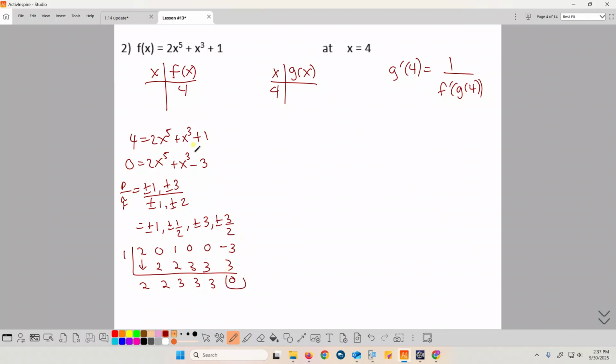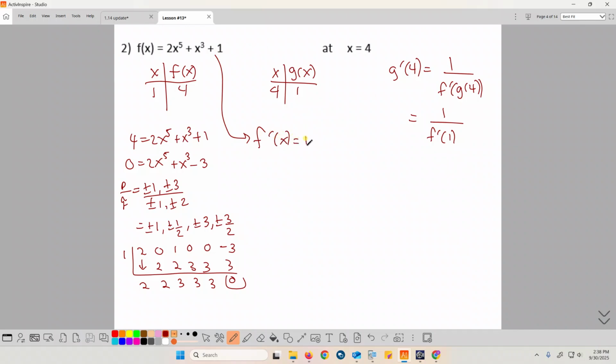Awesome, right? Couldn't have worked out any better, which means we're going to put a 1 right here. So that's great, because if we do g of 4, that means we're getting 1. So this is really 1 over f prime of 1. Okay, so again, we'll take this f function and we'll take its derivative, okay?